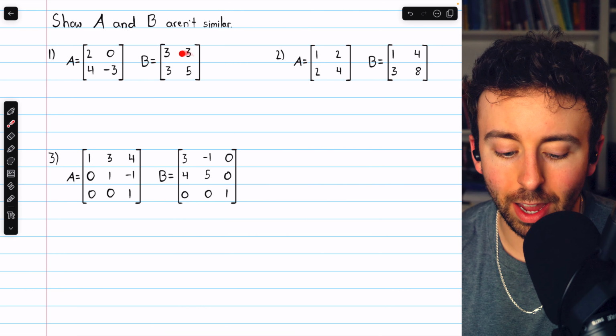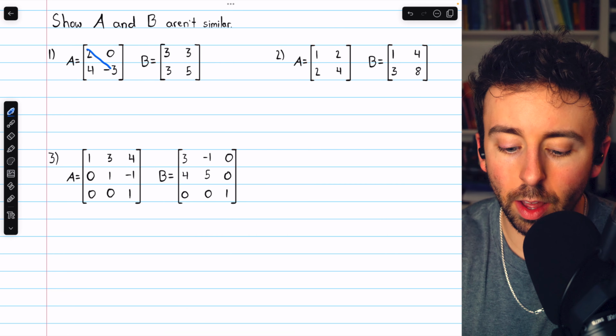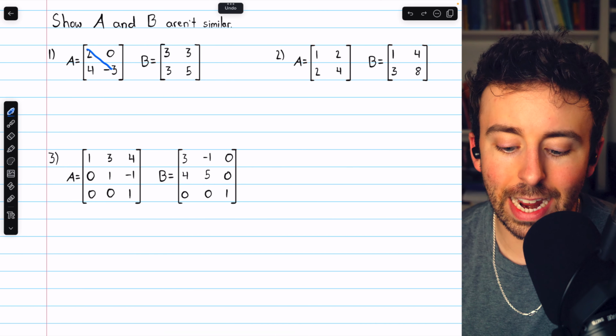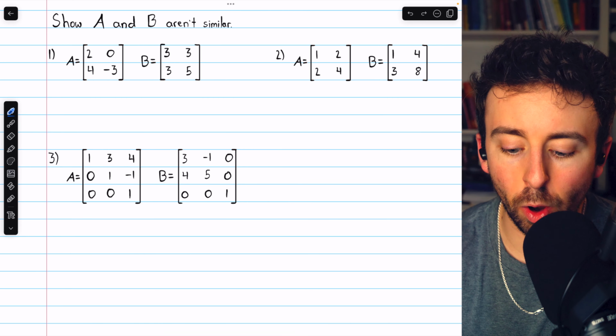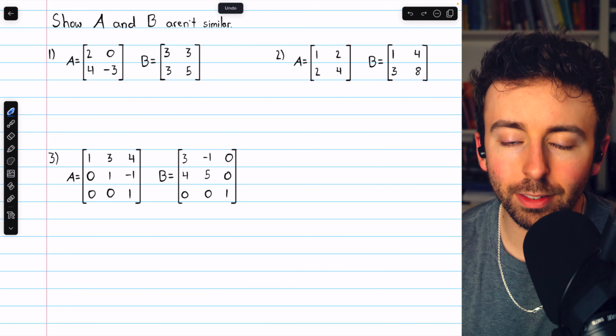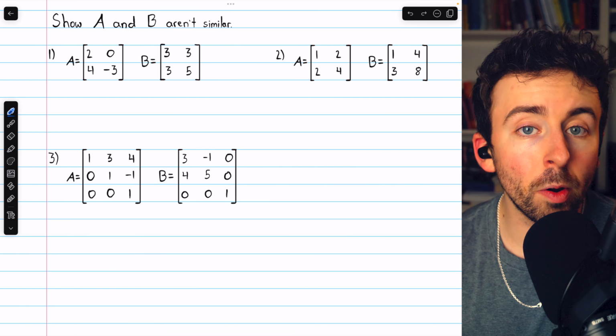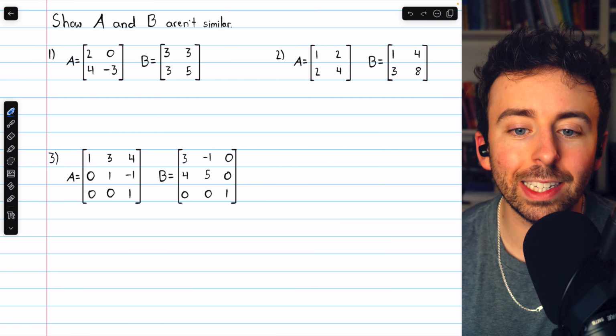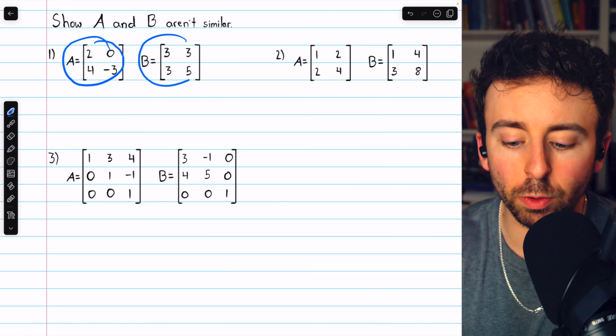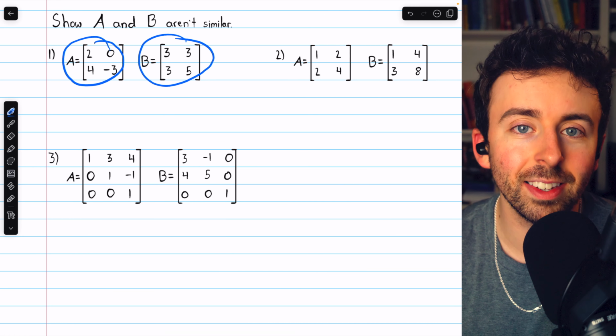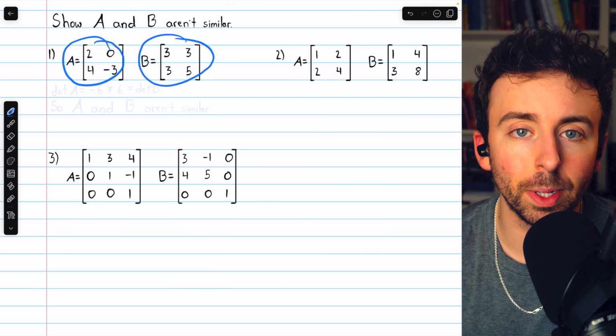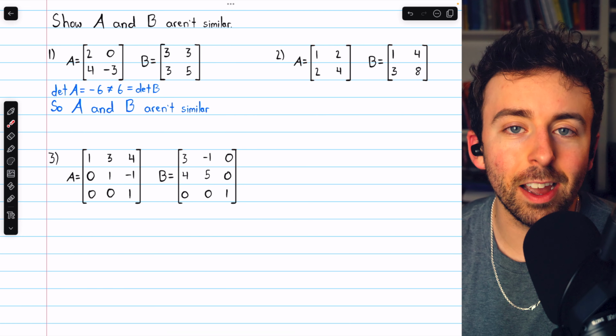Beginning with this first example, we see that the determinant of matrix A is -6, whereas the determinant of matrix B is +6. Determinant is a similarity invariant, so because these two matrices have different determinants, they can't possibly be similar. What about this second example?